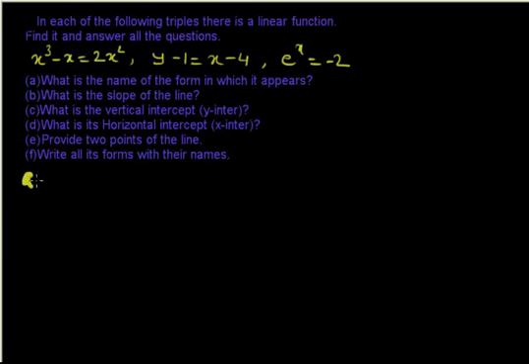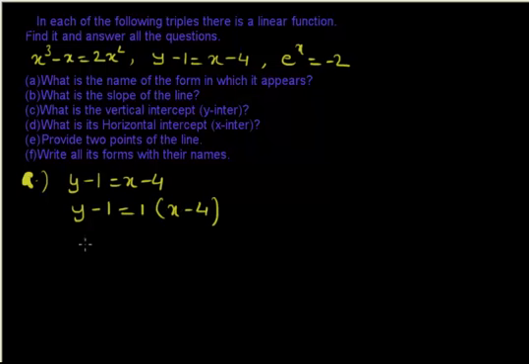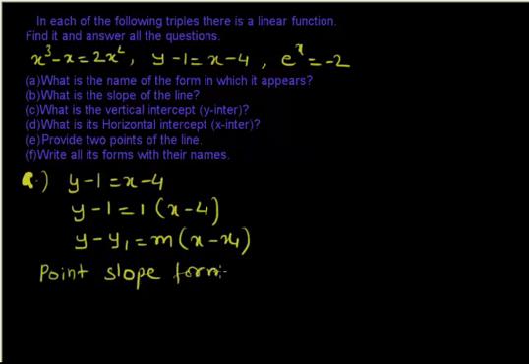So for the A part, what is the name of the form in which it appears? Y minus 1 equals x minus 4 can also be written as y minus 1 equals 1 times x minus 4. So if I look at this equation, I have m and I have 1 point. If I compare it with y minus y1 equals m times x minus x1, it's the same. The given form of the equation is the point slope form.